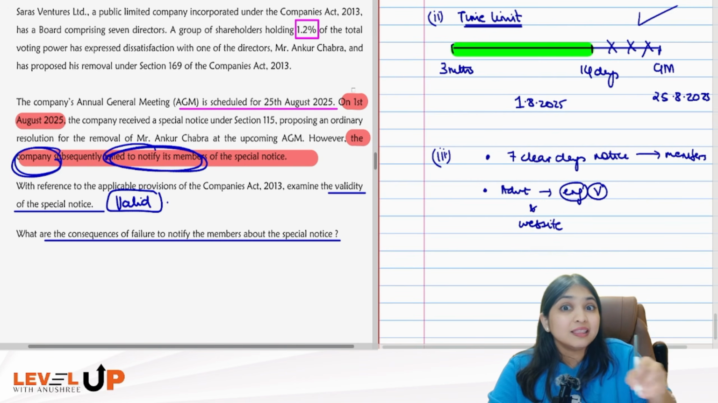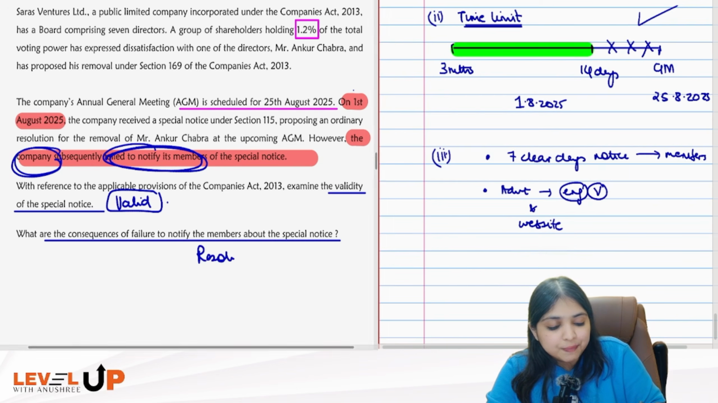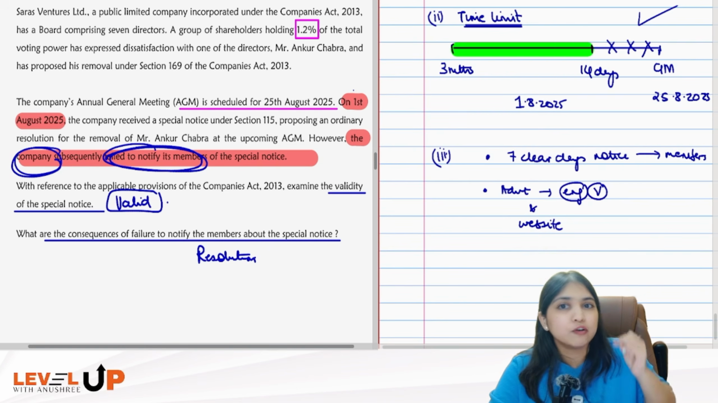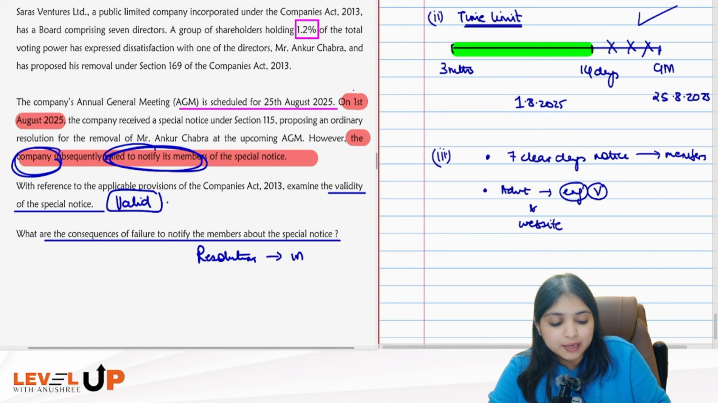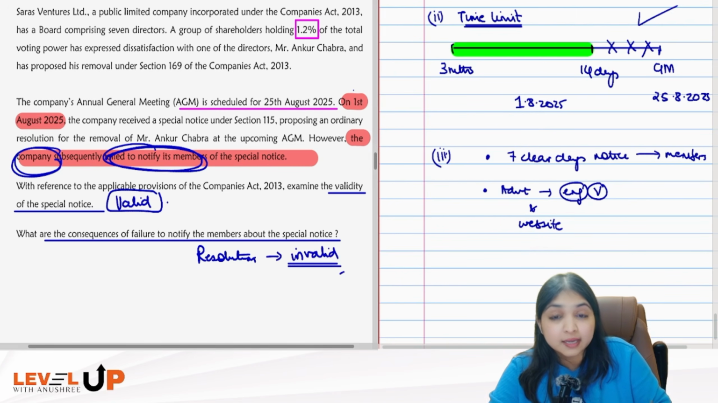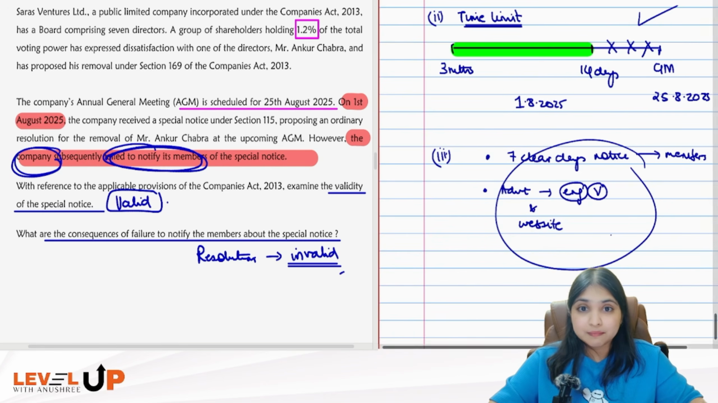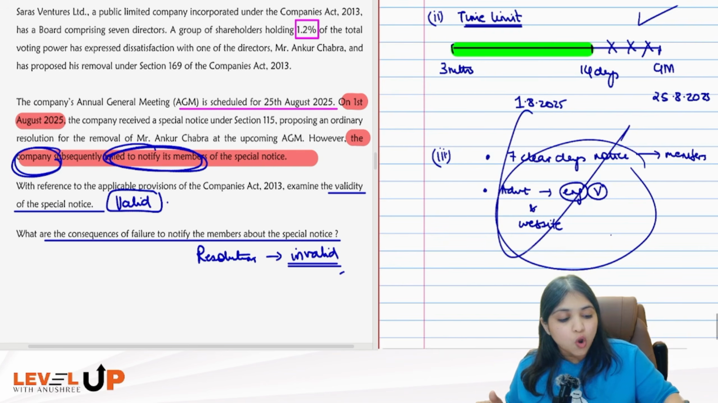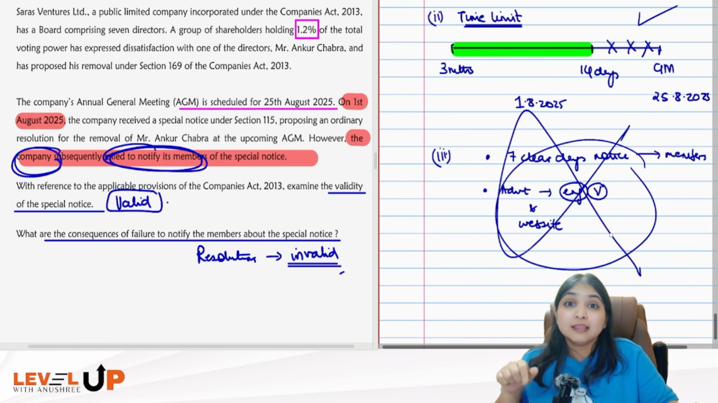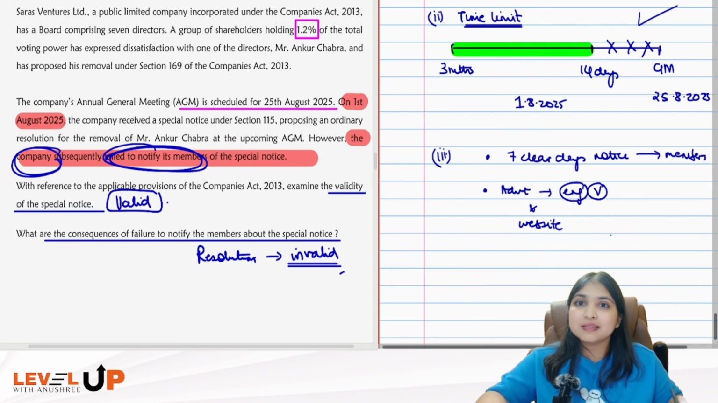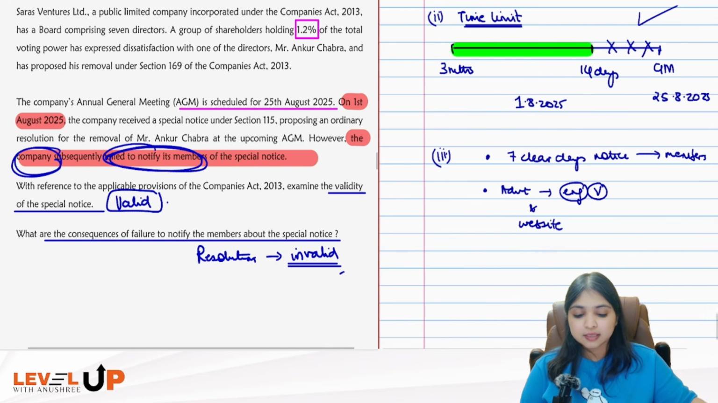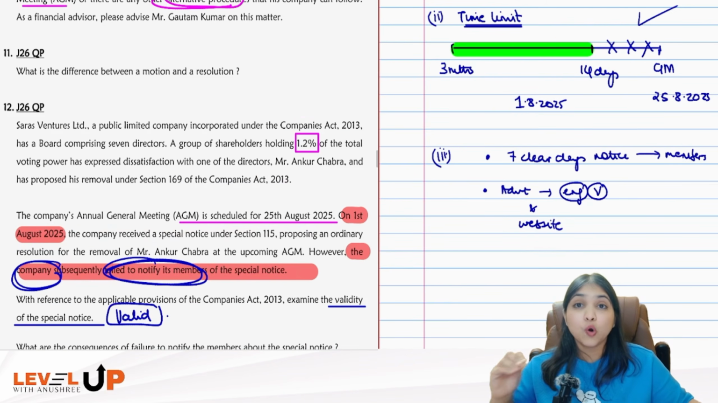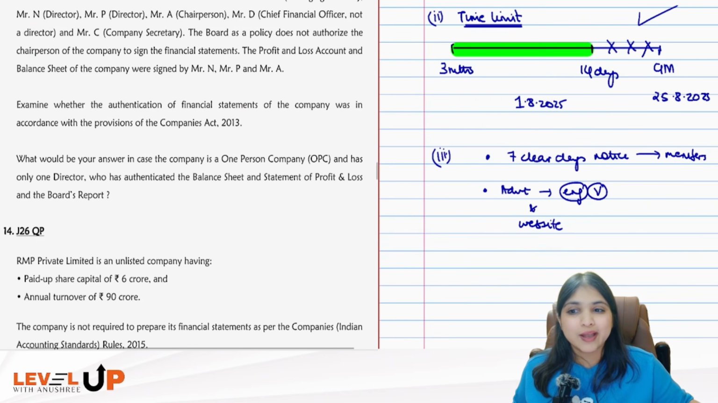But now, in the meeting, if any resolution is passed relating to the special notice, relating to removal of directors, in this case, that resolution will become invalid. Understanding? So the company is supposed to notify the members at least 7 clear days before the meeting. If the company does not notify the members, then if any resolution is passed relating to removal of directors, that resolution will become invalid. Okay guys, so this was question 12 on section 115, resolution requiring special notice.